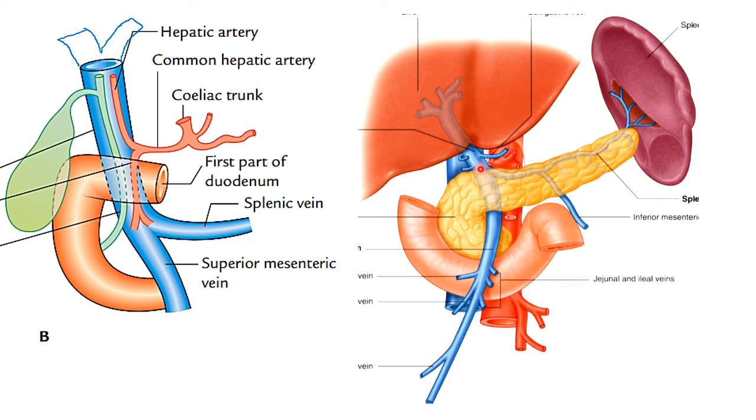It then runs upward behind the first part of the duodenum. It runs upward behind the first part of the duodenum and then passes through the free margin of the lesser omentum to reach the porta hepatis, where it divides into a left and a right branch.